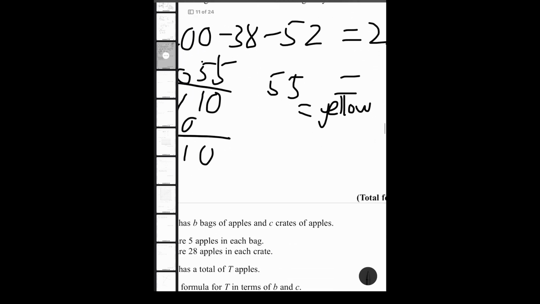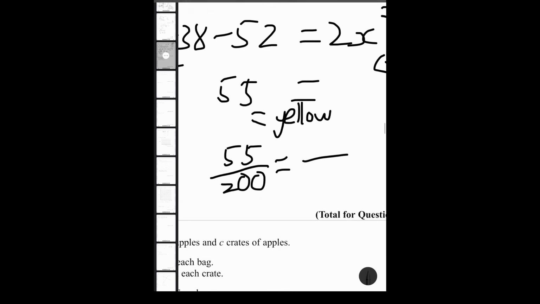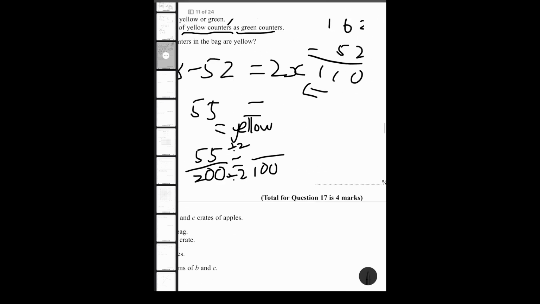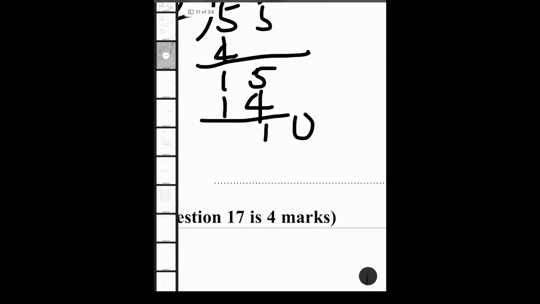And 55 over 200. So what we want to get to is 100, because we're looking for what percentage? So that means you need to divide by 2. That means this top number you need to divide by 2 as well. I would suggest maybe don't risk it and do it on the side like this. 55 divided by 2, 27.5. So it's 27.5%.